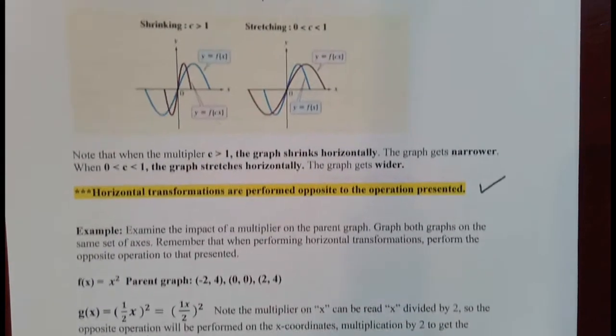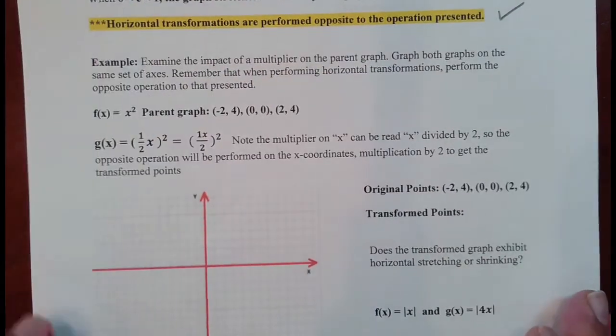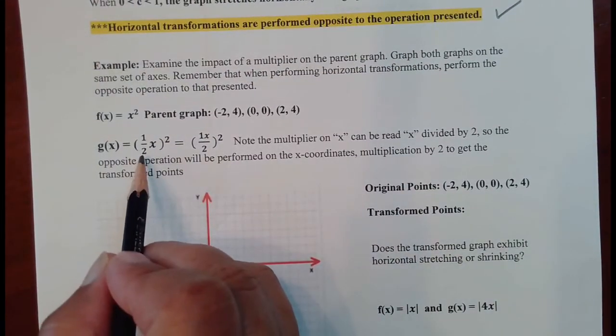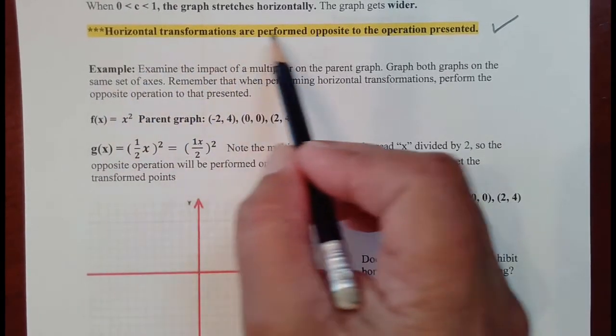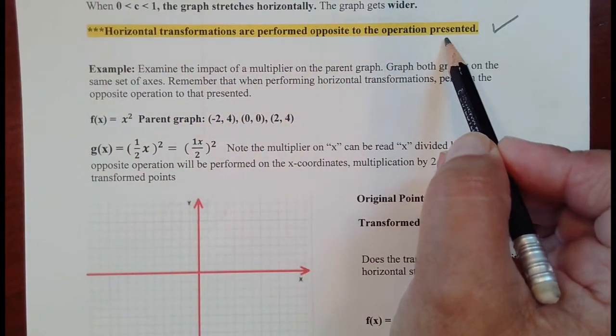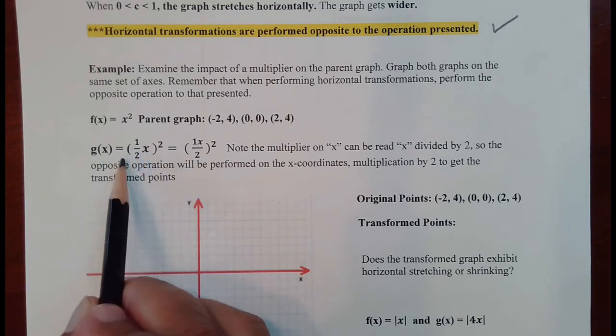If this is true, that horizontal transformations are performed opposite to the operation presented, look at the operation that's being presented. You're being asked here to multiply x by 1/2, to literally cut it in half. What would be the opposite of cutting something in half? Doubling it or multiplying it by 2.